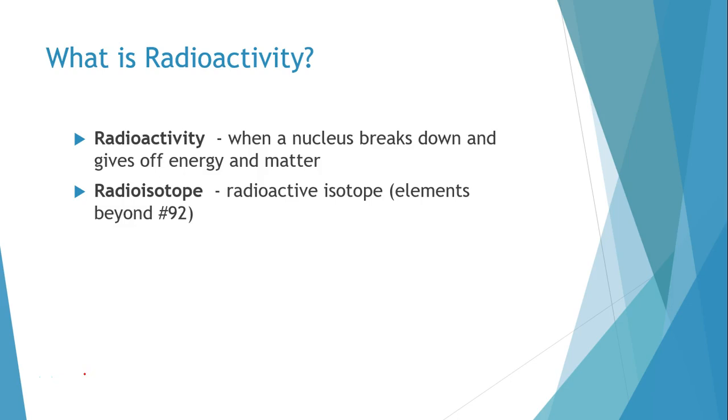As you can see, we're talking about radioactivity. You have the definition of radioactivity on the screen. You need to know that. It's simply whenever a nucleus breaks down and falls apart and it gives off stuff. It can either give off energy, it can give off matter, or it can give off both. You also have the definition of radioisotope. The radio part of this means that it's radioactive.